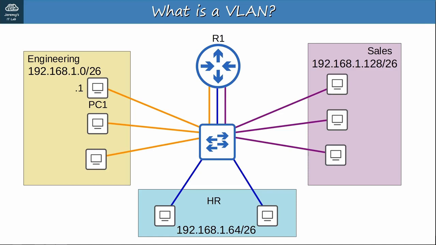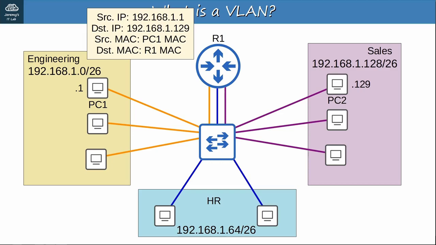Let's say this PC in the engineering department has an IP address of 192.168.1.1, and this PC in the sales department has an IP address of 192.168.1.129. If PC1 sends some data to PC2, PC1 will recognize that PC2 is in a different subnet than its own, so it will set the destination MAC address to its default gateway, R1. This is what the frame will look like. Source IP of PC1, destination IP of PC2, source MAC of PC1, and destination MAC of R1.